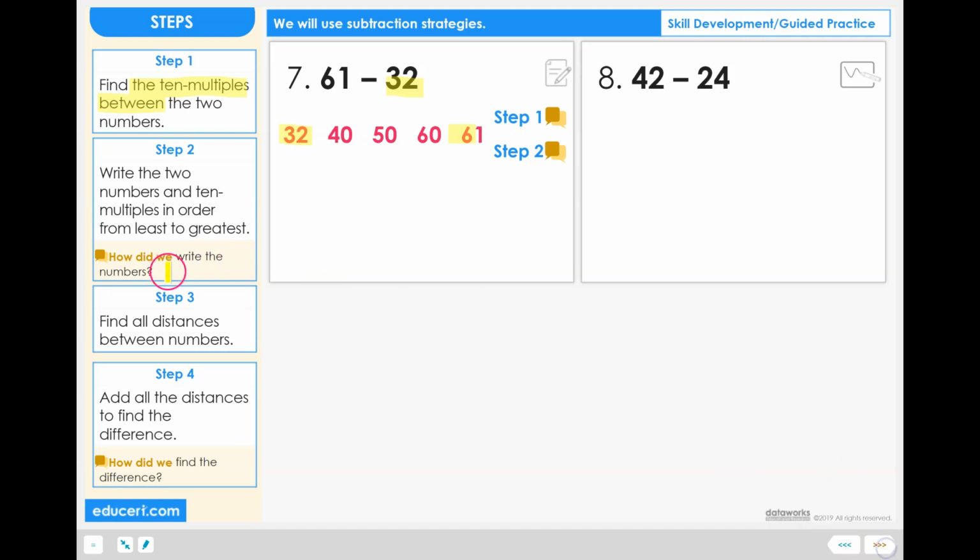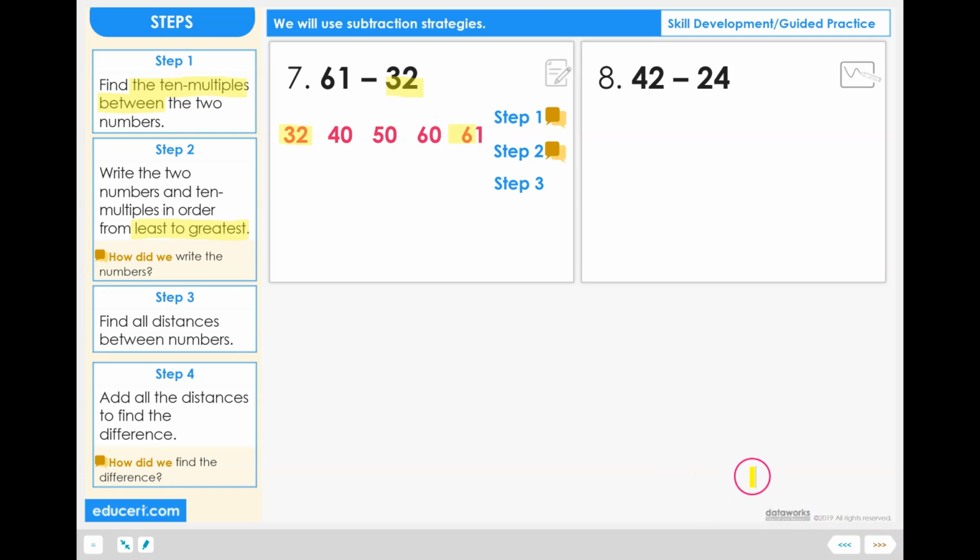The question for step number 2 is, how did we write the numbers? Think of the answer. I'll give you a moment. Now, if we just thought in our head of those 3 10 multiples, 40, 50, and 60, we would just need to make sure that we wrote them in order from least to greatest. Once again, we're also thinking about that number line that's representing the distances between all of these. Now, we put them equally spaced out here, but we know that if they were on a number line, there would be a bigger distance between 40 and 50 than between 60 and 61.